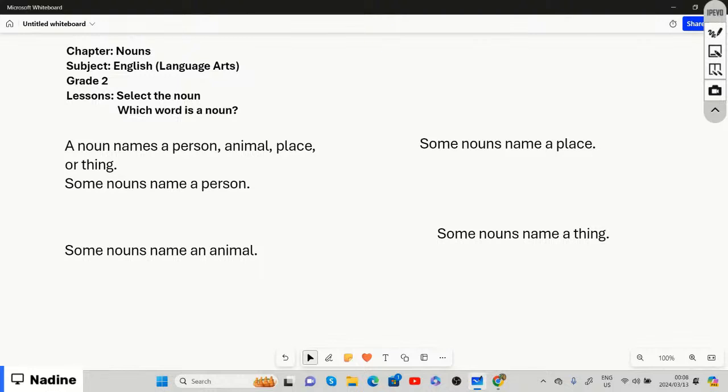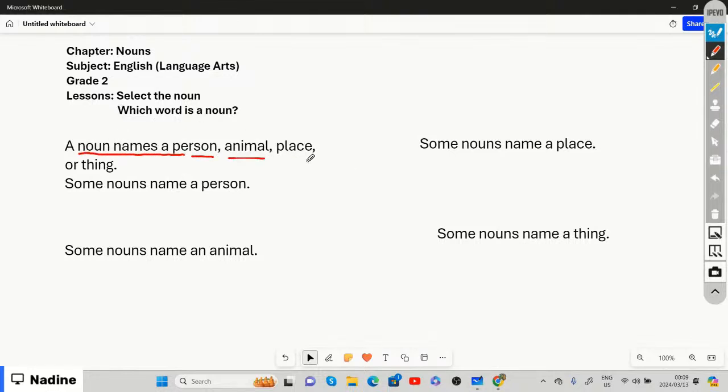All right. So we see the noun names a person, it names an animal, a place, or it names a thing. And some of the nouns name a person, right? Like we said, it names a person. And examples of nouns, right? It can either be where we say girl or where we say boy. So it's like saying girl or saying boy. It's like naming a person.